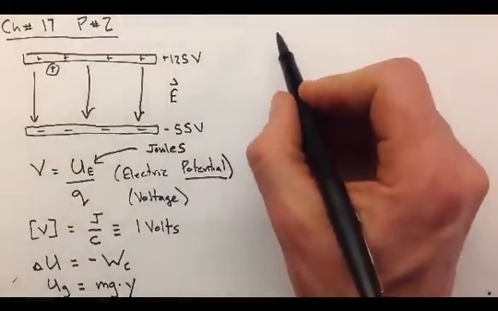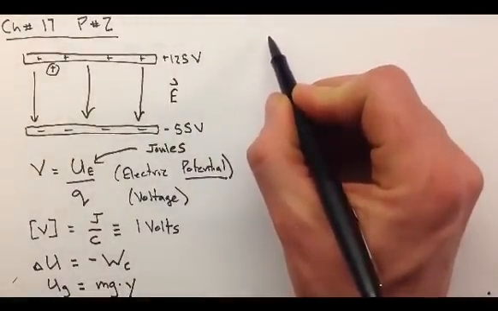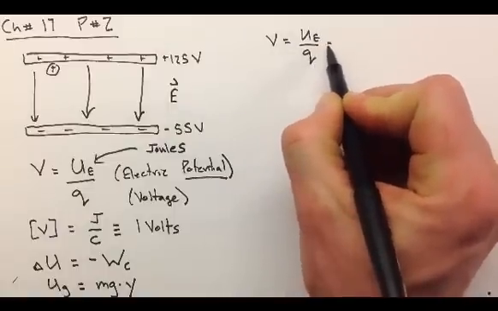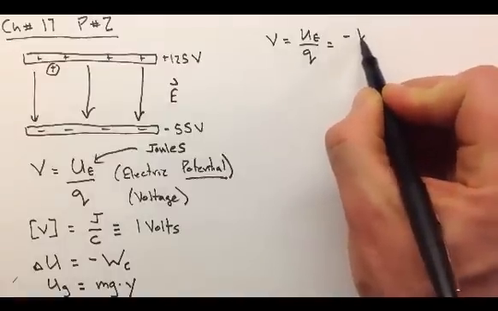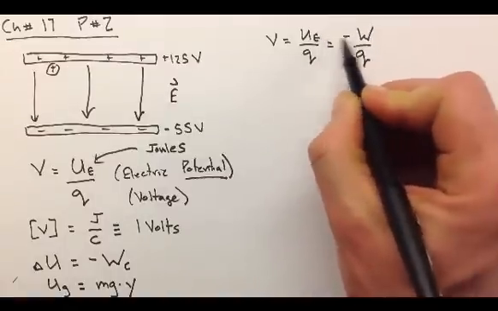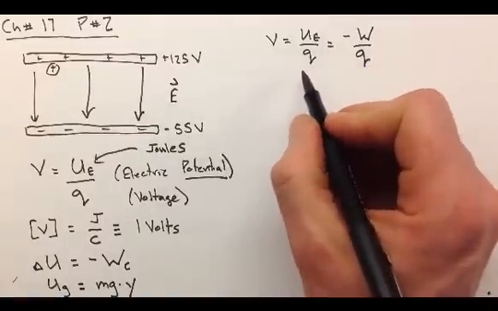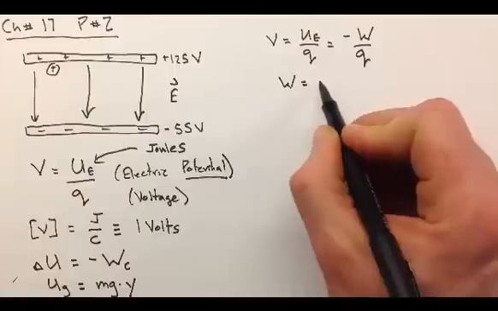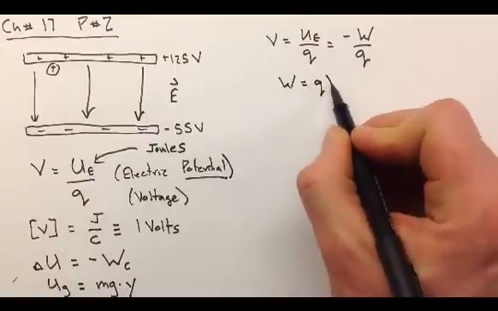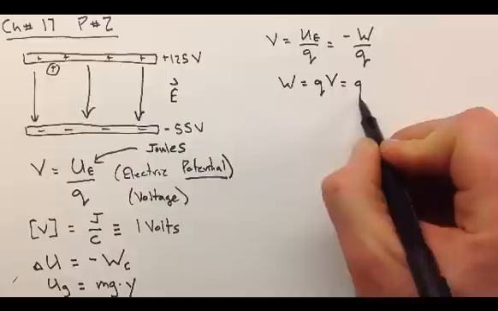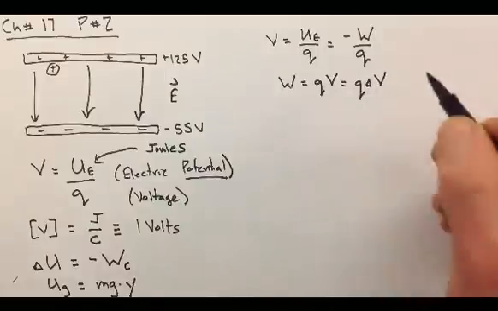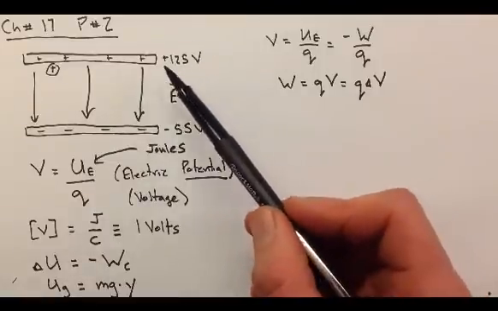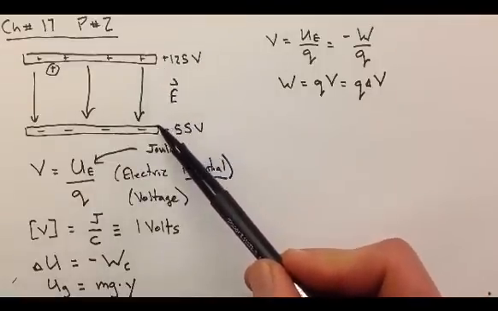Okay, so if voltage is electric potential energy per unit charge, we could also write that as negative the work done per unit charge, since these two things are equal. Rearranging this equation, I could get work is equal to Q times V, or sometimes we write this as Q times delta V, because to do work, I have to change the voltage or move the charge through a potential difference.